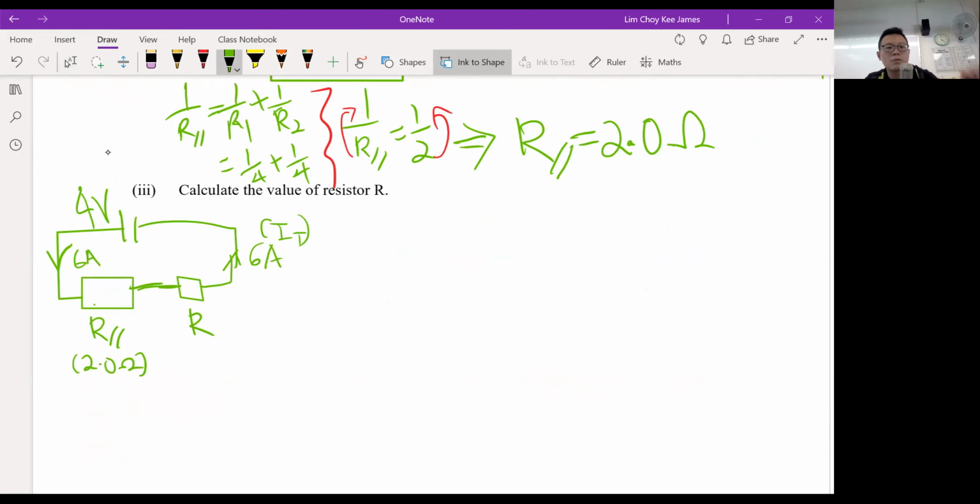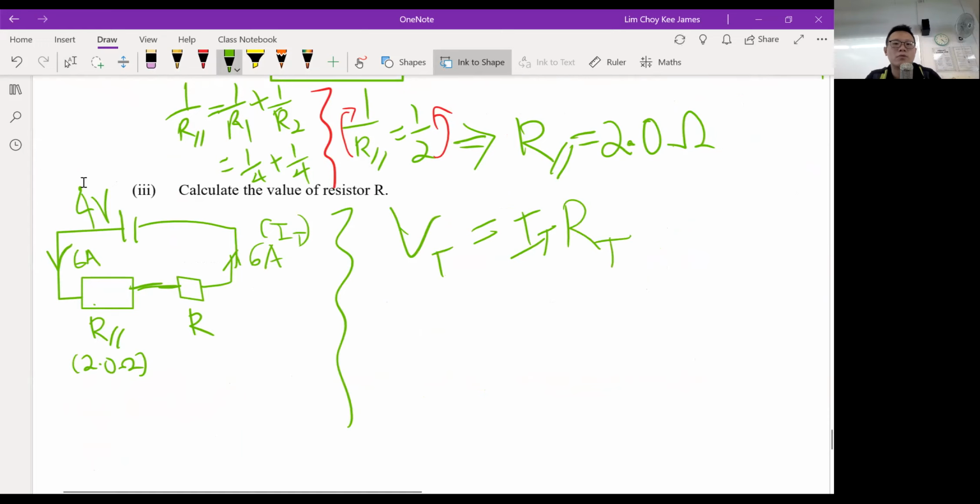Okay. So now I would say you can use a simple Ohm's law, V equal to IR. But now I pay particular attention to I1 total, total resistance, total voltage. So where is my total resistance? This will be my total resistance. These two in series.